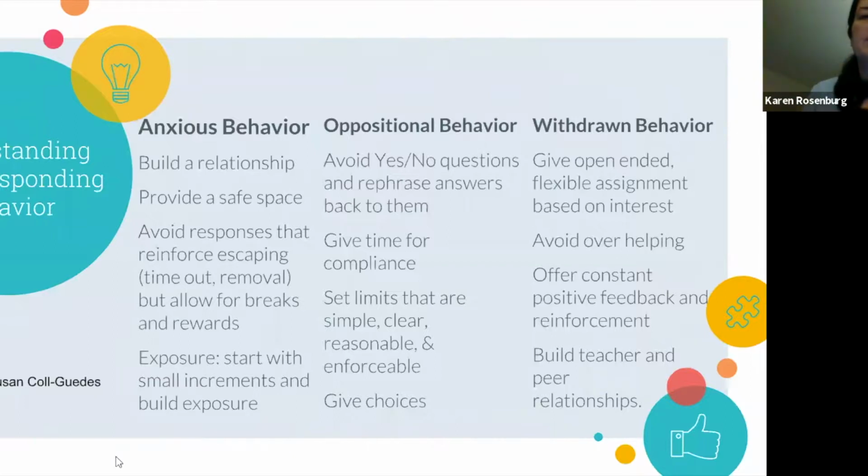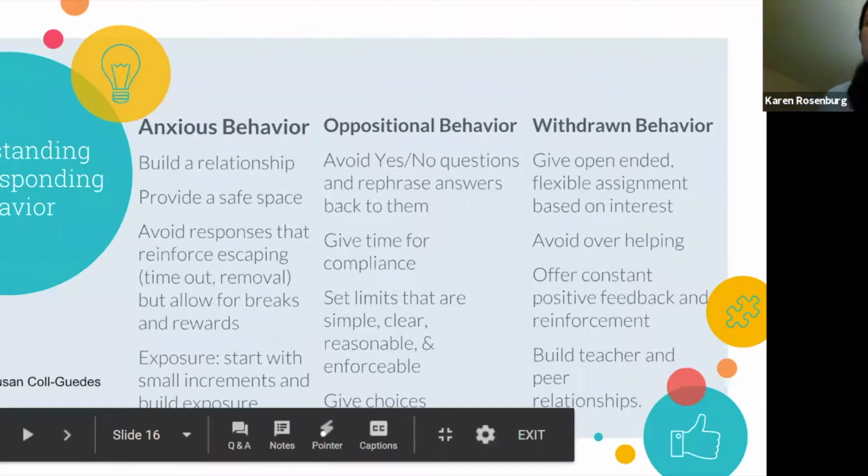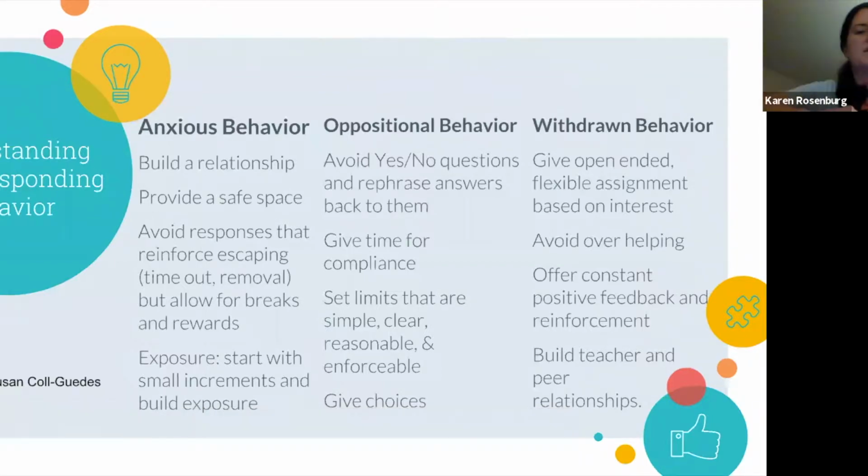For oppositional behavior, you always want to avoid yes or no questions because you'll get the answer that you probably didn't want. Make sure you give them time for compliance. If they don't give you an answer right away, it sometimes feels very awkward to wait 5 minutes for a response, but sometimes you have to give it. You have to set limits that are simple, clear, reasonable, and enforceable, because that's what makes sense to kids with autism. And it has to be consistent as well, and give choices. But don't give too many choices. 2 or 3 are good. If you give more than that, then it gets too confusing.